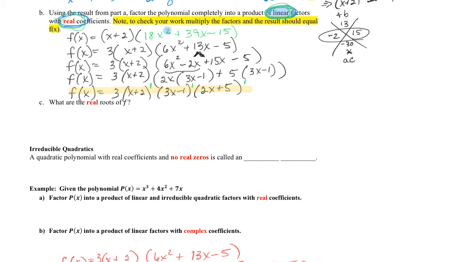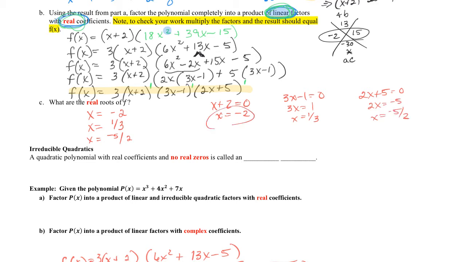So my real roots are x equals negative 2, x equals 1/3, and x equals negative 5/2. All I've done is I've taken my factors, set them equal to 0, and solved. So 3x minus 1 equals 0. Okay, which these are the same values I got from the quadratic equation. Okay, so those are your real roots.